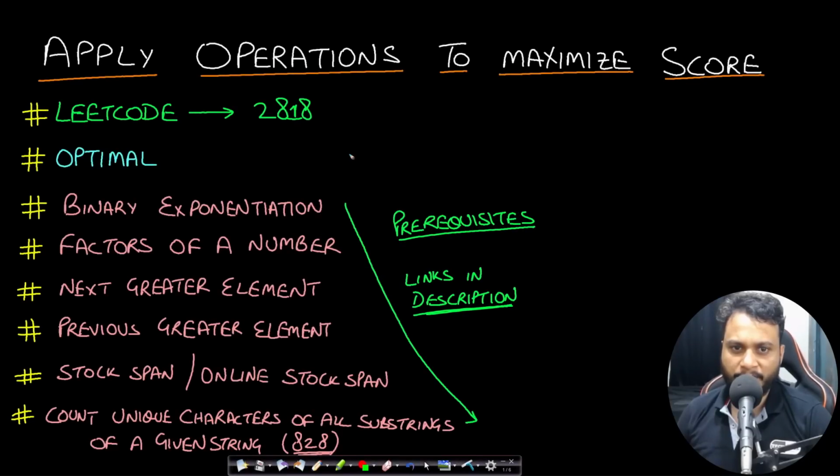Hello guys, welcome back to TechDose, and in this video we will look at the Apply Operations to Maximize Score problem, which is from Leetcode number 2818. Now there are a lot of prerequisites to this problem.